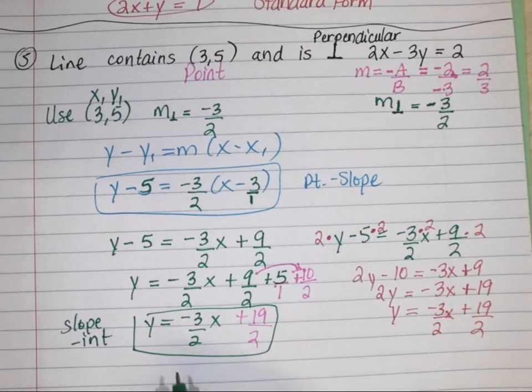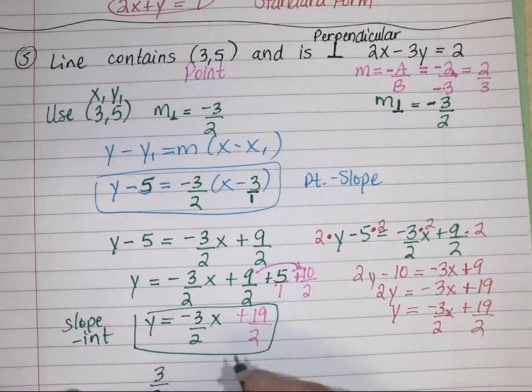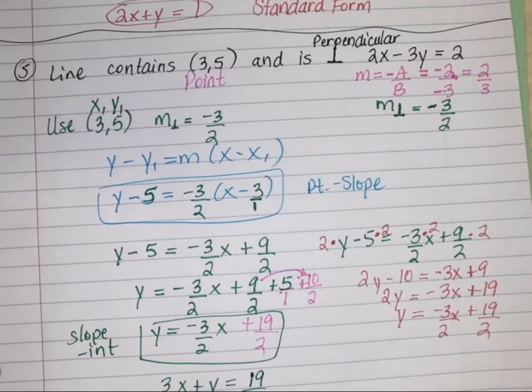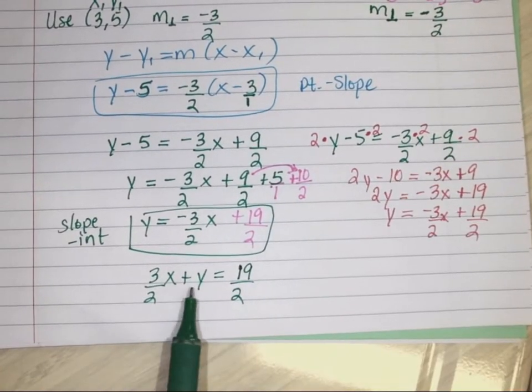And then, of course, to get it in standard form, you would add 3x to the side y is on, and you would have this.